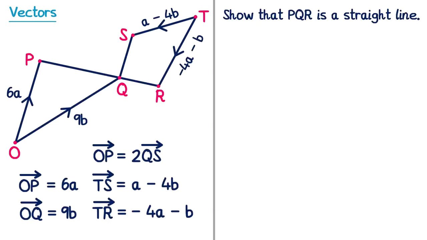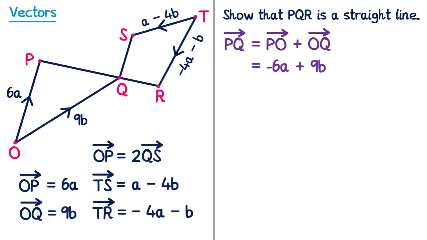When I look at this diagram, I can see that PQ is going to be easy to work out, so I'm going to do that one first. To get from P to Q, I'm going to go from P to O first, and then once I've done this, I'm going to go from O to Q. We can see that both of these vectors are actually given in the question, so to get from P to O, we go against that arrow, so negative 6a, and from O to Q, we go along the arrow, so plus 9b. So now we need to decide if we're going to do PR or QR to go with this, and looking at the diagram, I think QR would be easier.